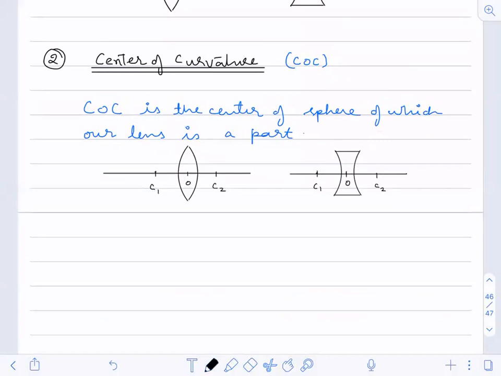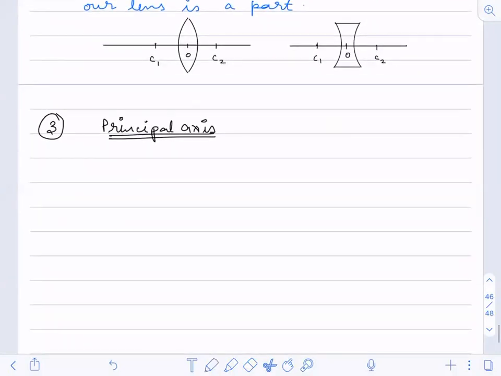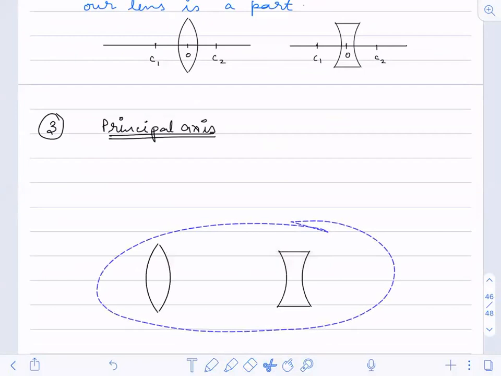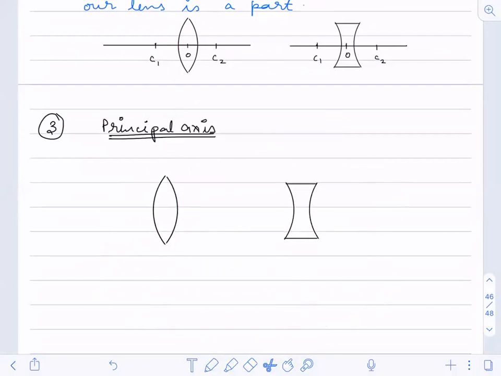Okay, so the third point is the principal axis. The principal axis is an imaginary line. It is not any practically drawn line or a real line that you will be able to see, but it is an imaginary line that you have to visualize, which passes through the optical center and center of curvature.